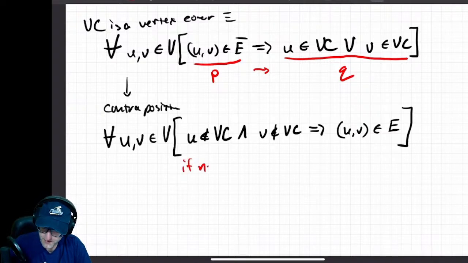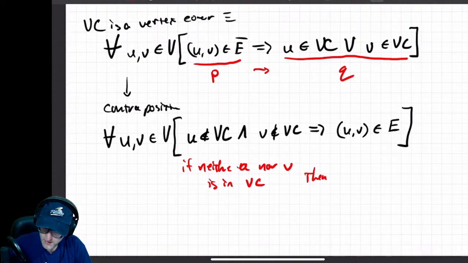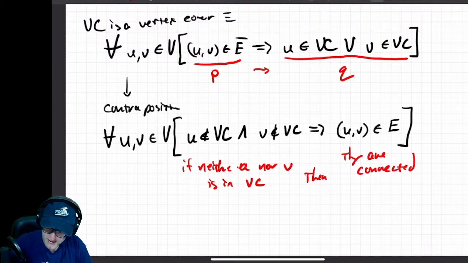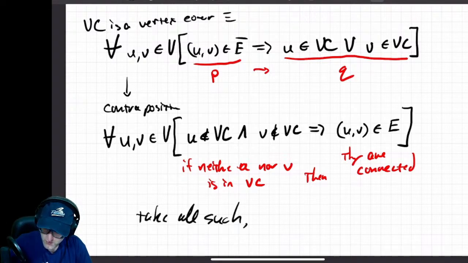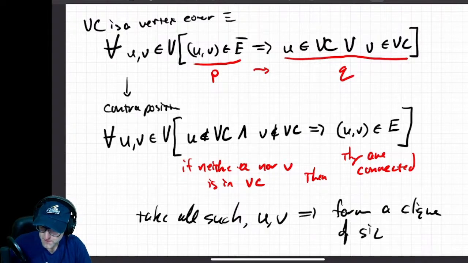If neither U nor V is in VC, then they are connected. Right? So all you have to do is take all such U's and V's, and they form a clique of size K.